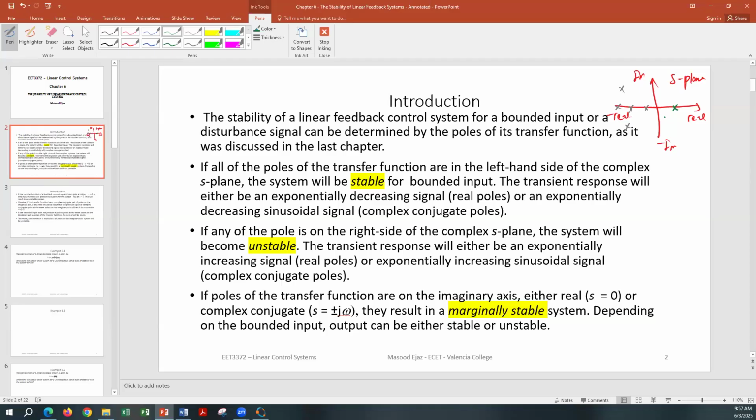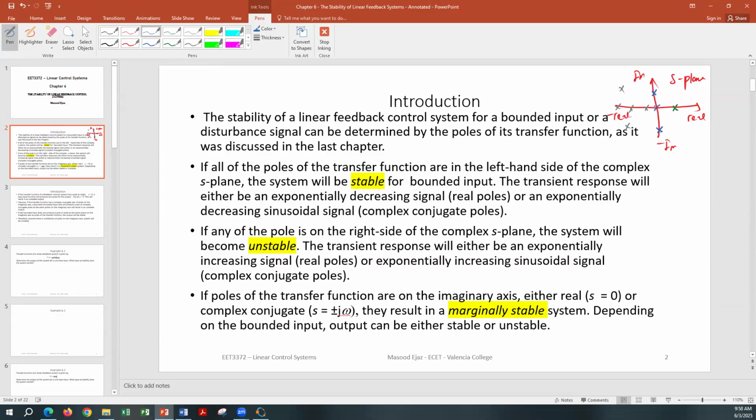Either it's going to be exponentially increasing, or an exponentially increasing sinusoid if you have complex conjugate poles on the right-hand side of the S-plane. So you have stable, you have unstable, and the third one we discussed is the marginally stable system. That is, you don't know if the output will be stable or unstable. It depends on the poles of the output. A system is marginally stable if your poles are located on the y-axis, or imaginary axis. So if you have complex conjugate poles, for example, then these complex conjugate poles are going to make the system marginally stable.